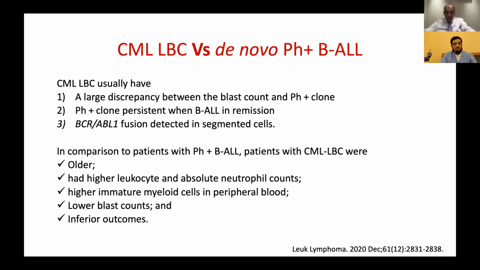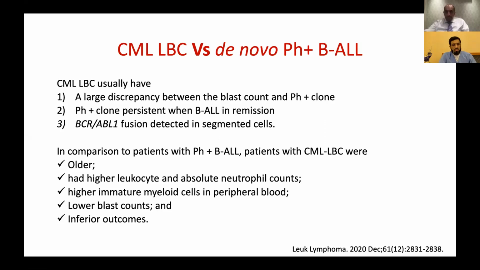So this is a CML lymphoid blast crisis, and usually those patients have a large discrepancy between the blast count and the Ph clone, and usually the Ph clone is persistent when ALL is in remission. BCR-ABL fusion is detected in the segmented cells, and this will support the CML lymphoid blast crisis.